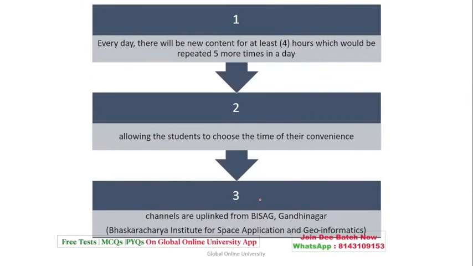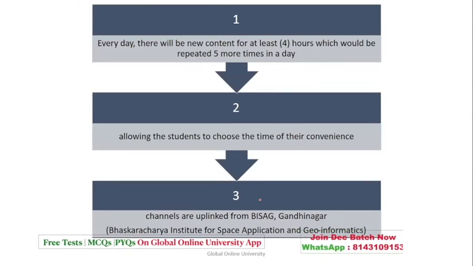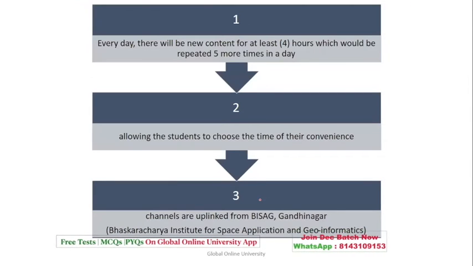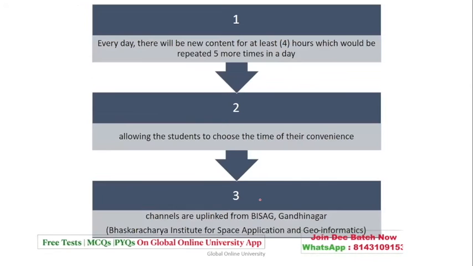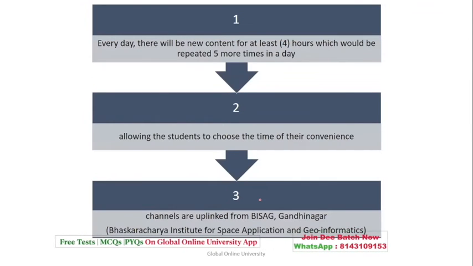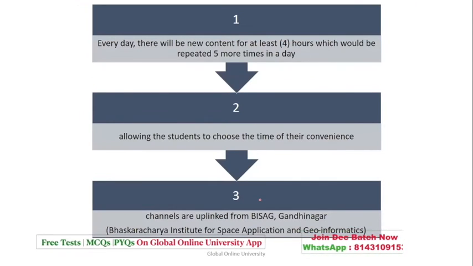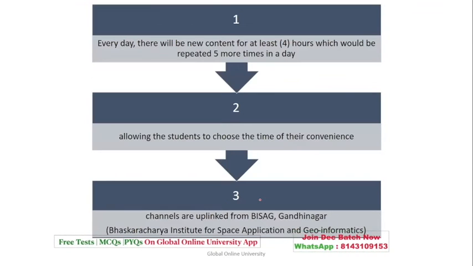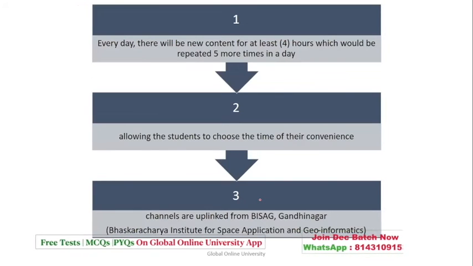The content goes for 4 hours, which is repeated 5 to 6 times in a day. It allows the students to watch it as per their convenient time. The channels are uplinked from BISAG, that is, Gandhinagar.